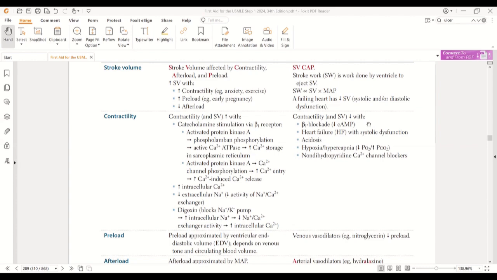Can anybody tell me the uses of digoxin? What are the uses of digoxin mainly? Used in heart failure. Exactly. For what purpose? To increase contractility. Exactly. So what is another name for contractility? Inotropy. Exactly.